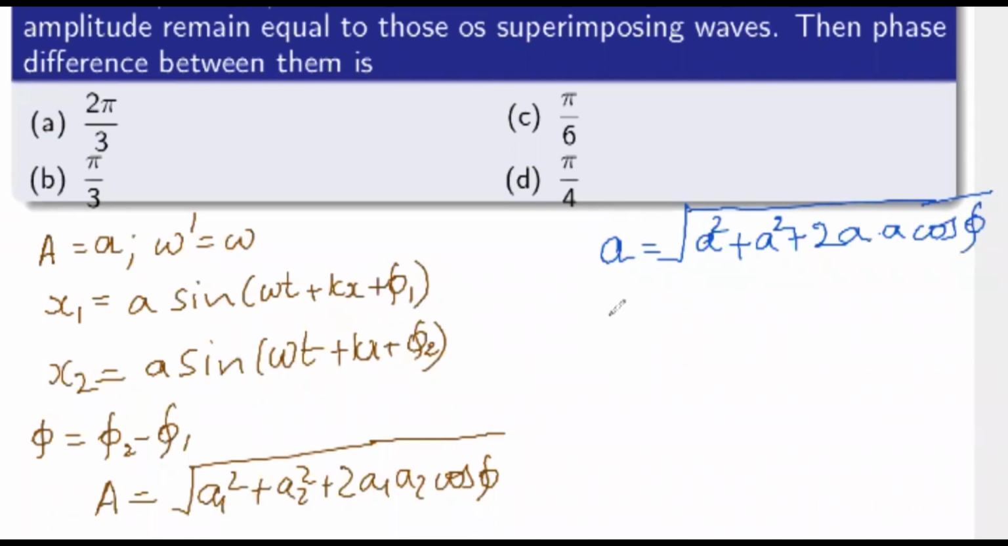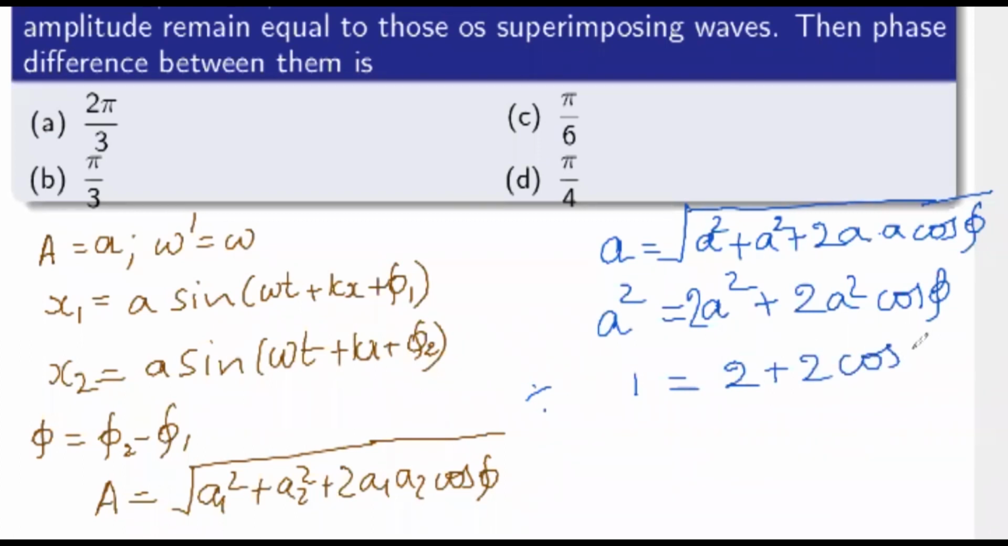Square it on both sides. So what do we get? A squared equals a squared plus a squared, which is 2 a squared, plus 2a squared cos phi. What I can do is divide throughout by a squared. So I get 1 equals 2 plus 2 cos phi. Or you can simplify this to get 2 cos phi equals minus 1, or cos phi equals minus 1 by 2. So what is the value of phi therefore?